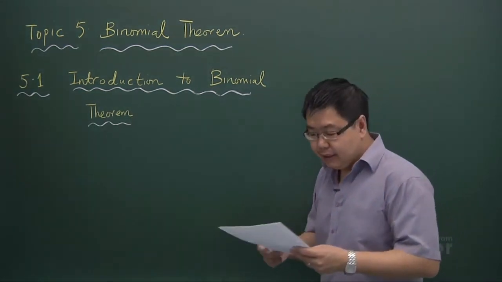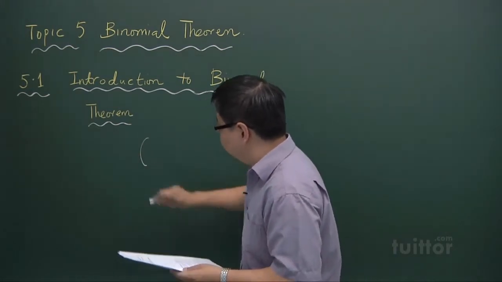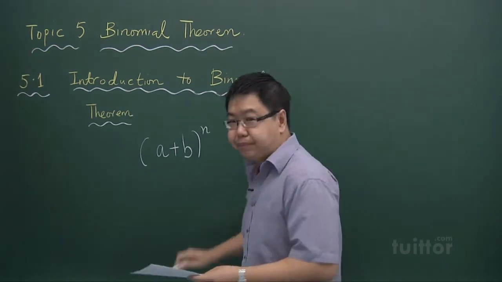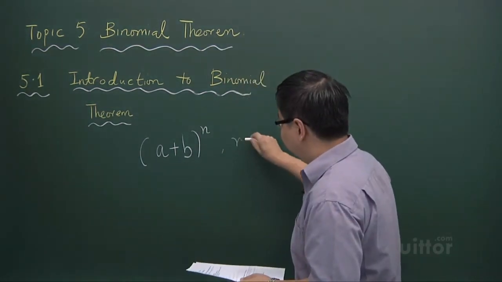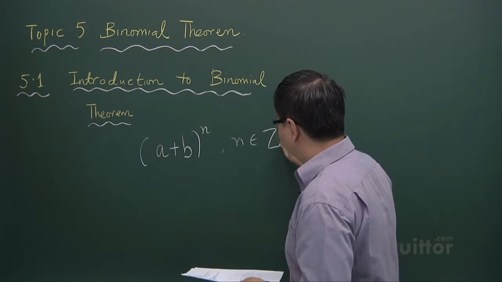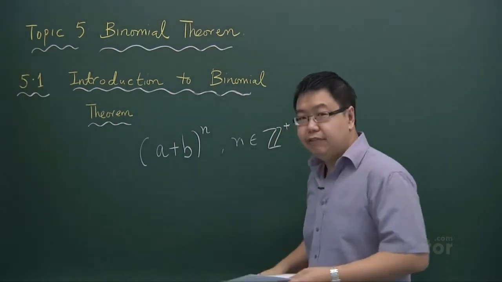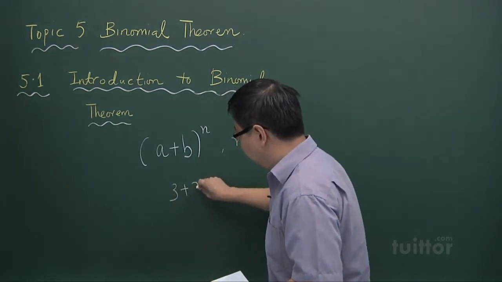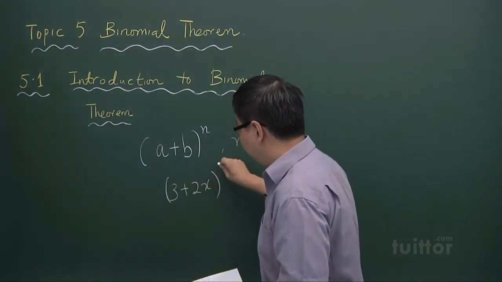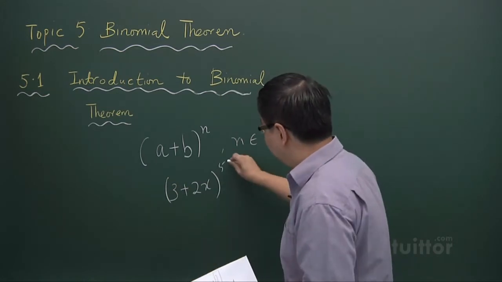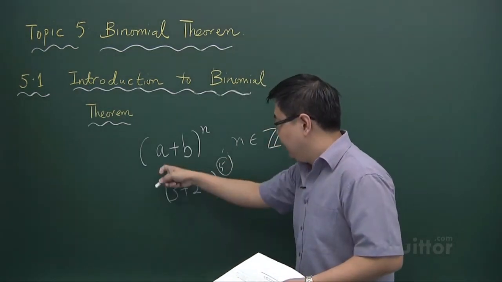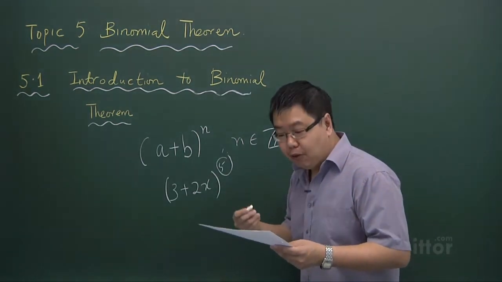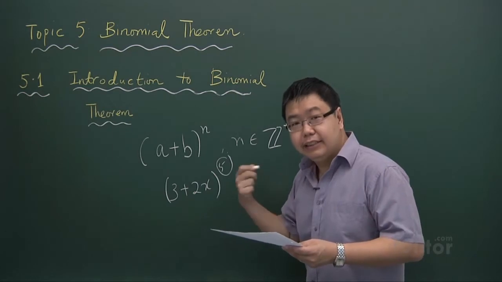Binomial Theorem is basically a way to do an expansion of things like (a + b)^n, where n is a positive integer. Things like (3 + 2x)^5, where this 5, of course, is a positive integer. The a will be 3, the b is 2x. Now let us try to explore the pattern underlying this expansion.